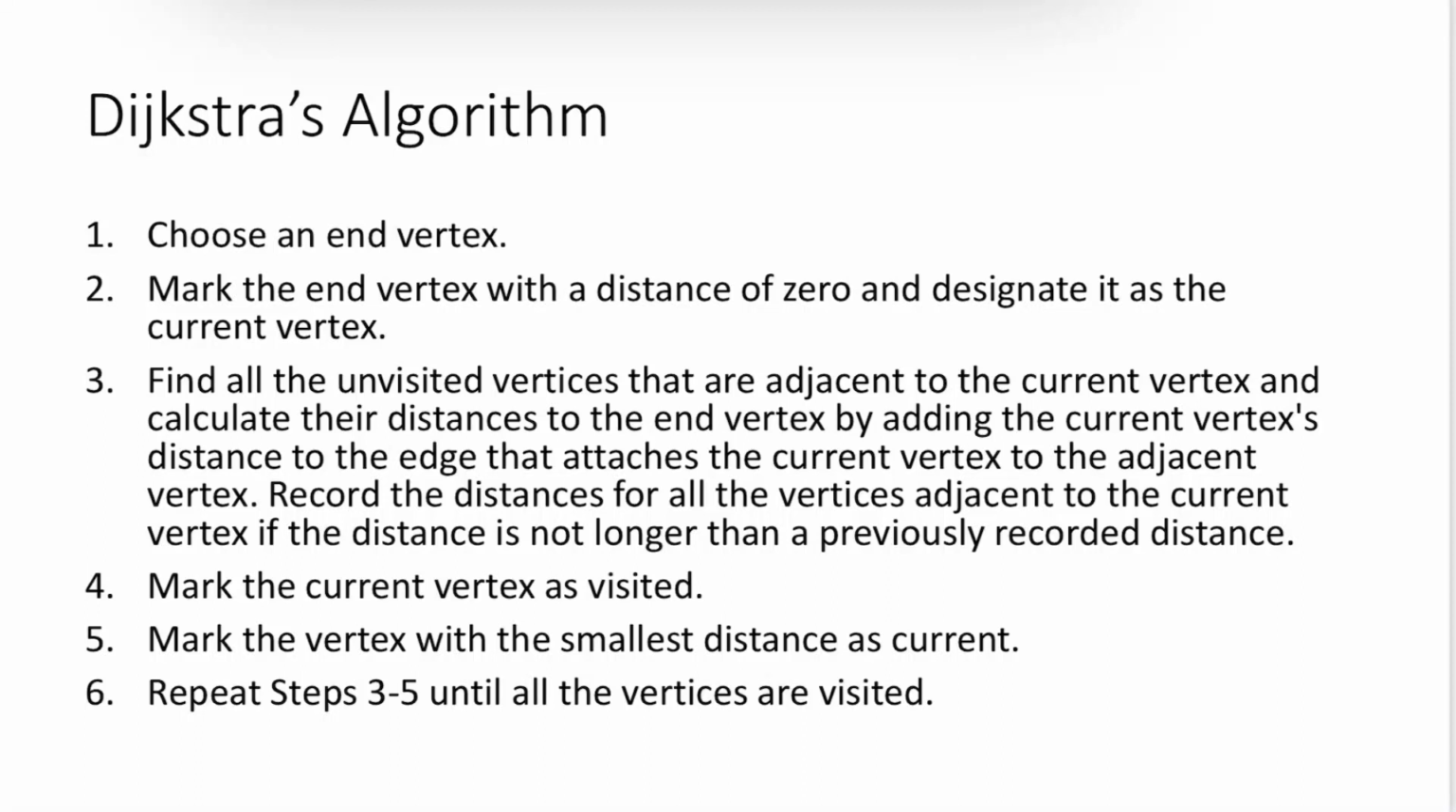And then once you've done that for all of the vertices that are attached to your current vertex, you mark it as visited, cross it off, and then you look at all of the vertices that have a distance recorded, and the one with the smallest distance becomes your new current vertex. Then you repeat that process over and over until every single vertex in the graph has been visited.